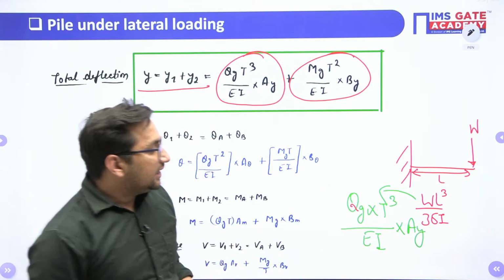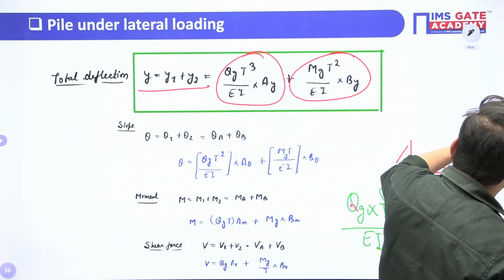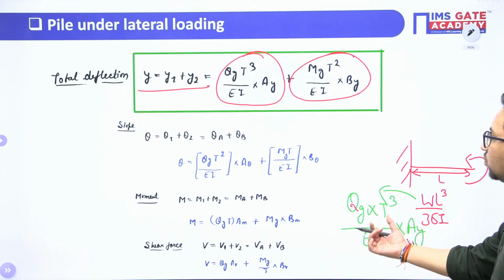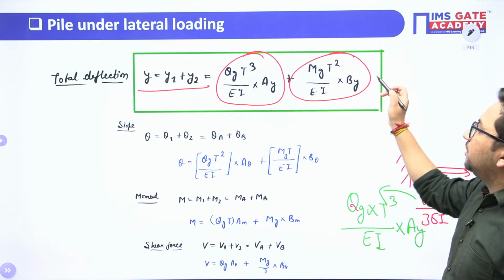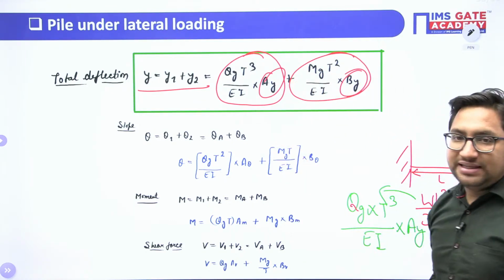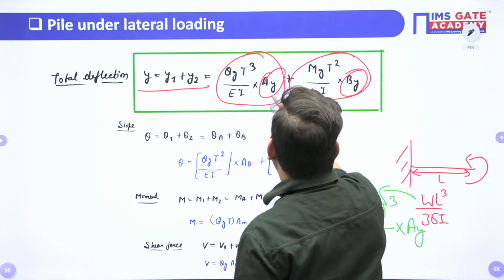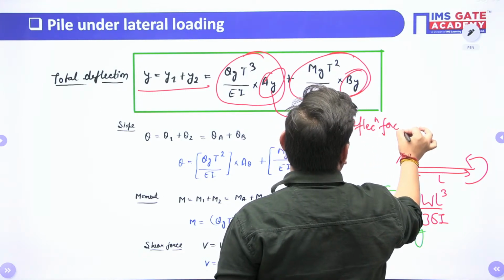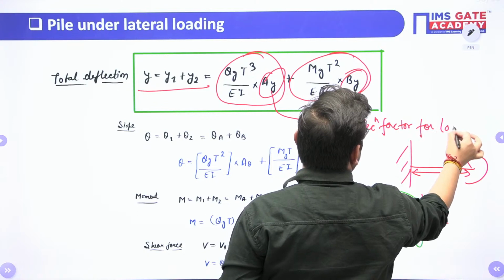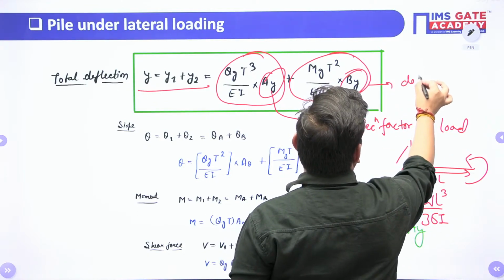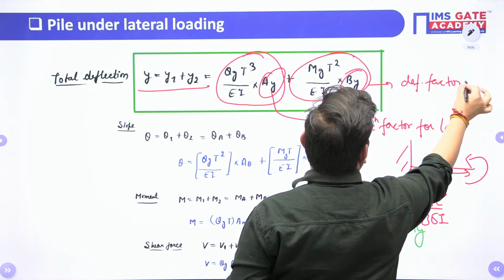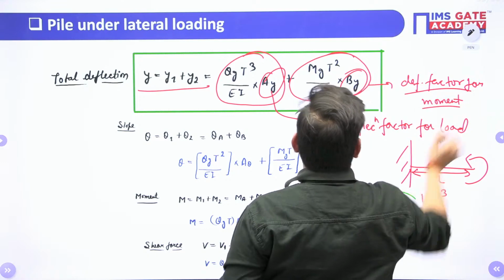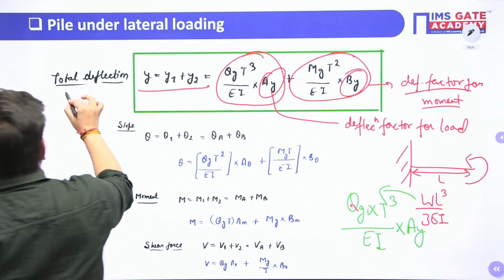Clear? Similarly, if I apply a moment, we know that in case of moment, one length dimension will decrease, so it becomes 2. So it will be Mg T square upon EI into By. These factors will be given to you by the examiner, right? These are your deflection factors. This is the deflection factor for load, and this is the deflection factor for moment. In this same fashion, this total deflection formula is known to you.